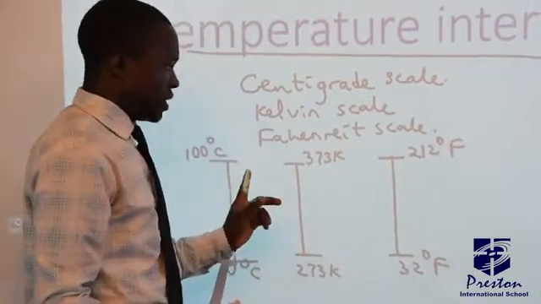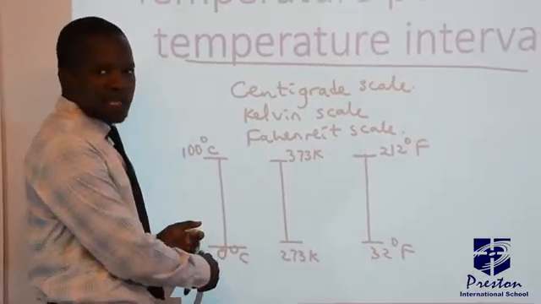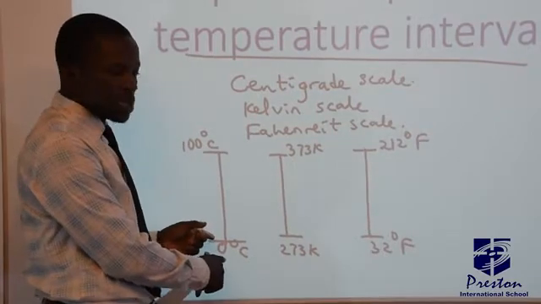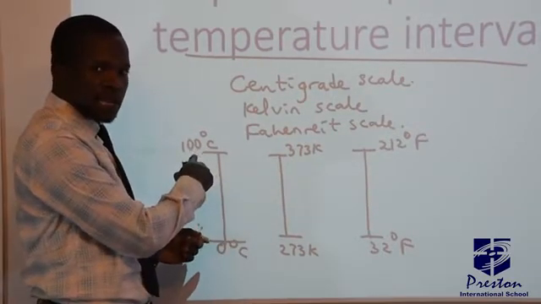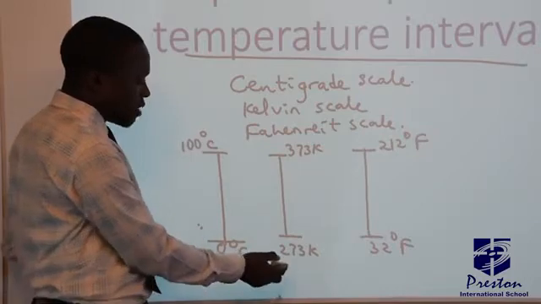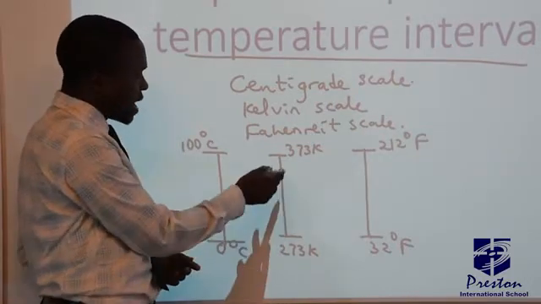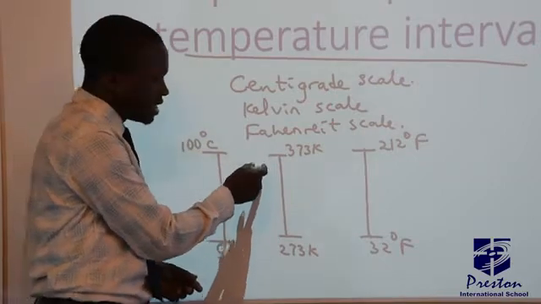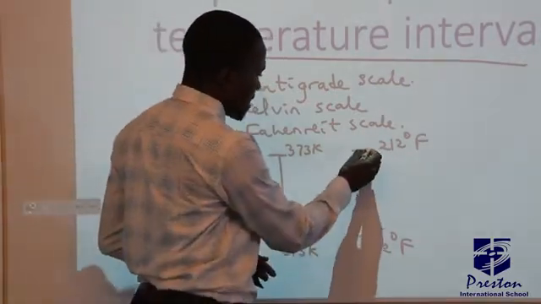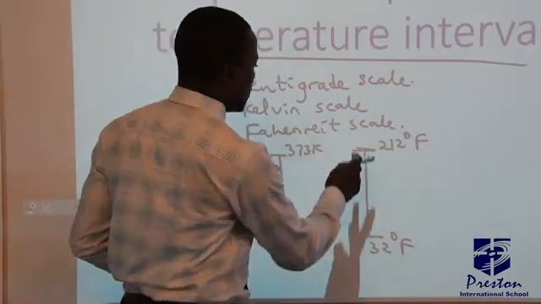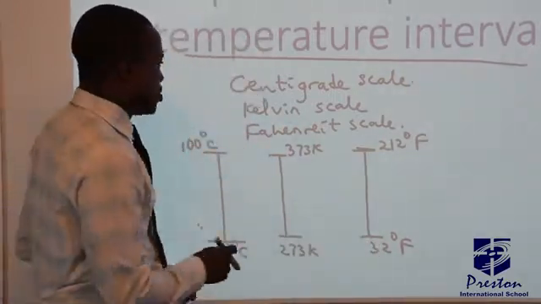These are temperature points. The lower fixed point of a centigrade scale is 0 degrees Celsius, while the upper fixed point of a centigrade scale is 100 degrees Celsius. The lower fixed point on a Kelvin scale is 273 Kelvin, while the upper fixed point is 373 Kelvin. Then, for Fahrenheit, the lower fixed point is 32 degrees Fahrenheit, while the upper fixed point is 212 degrees Fahrenheit.